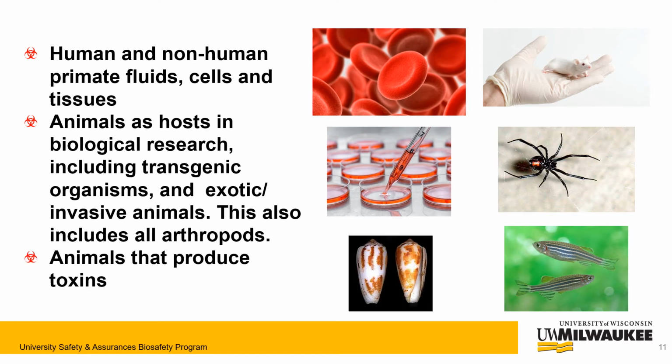Biological toxins are produced by animals and bacteria; they are both a chemical and biological hazard. Two examples shown here are those that are produced by the black widow spider, which produces the neurotoxin alpha-latrotoxin, and cone snails, which produce conotoxins.